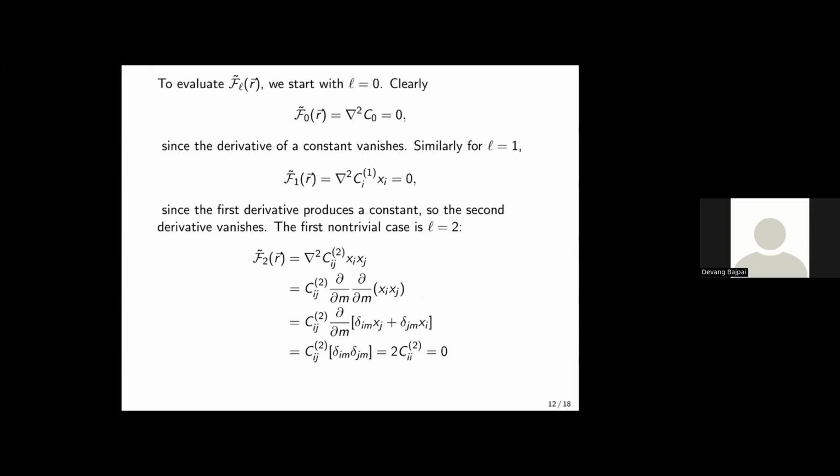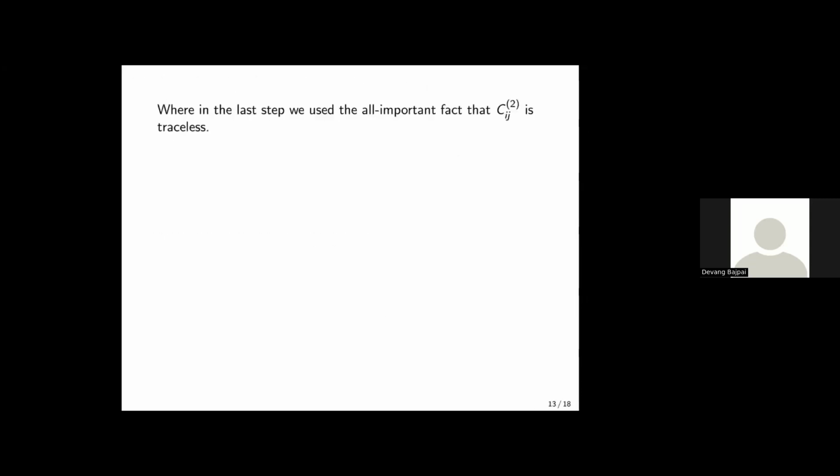Now from here, I can easily generalize this to the L term, and I can say that this L term will also be 0. If you want to check this, you can check for L equal to 3 also. Then also, when you compute the derivatives, you will get some delta function times x_j, x_k, and some symmetric part. So you are also going to get 0 for L equal to 4, 5, and so on. In the last step, I use the only fact that the tensor we are using is traceless.